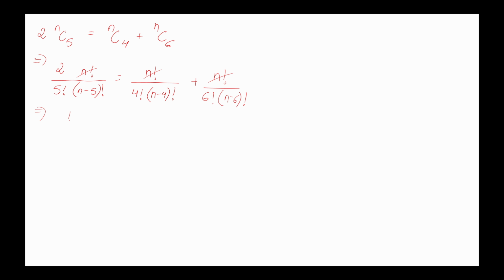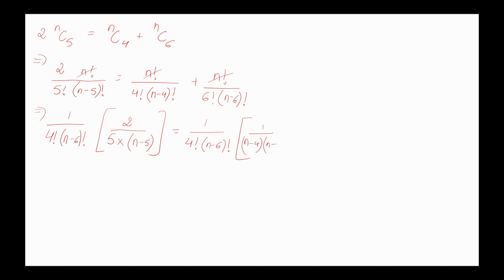So what are we going to be left with? I have taken 4 factorial into (n minus 6) factorial to be common from both these sides. This side I would be left with 2 upon 5 into (n minus 5), because of course n minus 5 is greater than n minus 6. This would be equal to, taking again 4 factorial and (n minus 6) factorial common, 1 upon (n minus 4) into (n minus 5) plus, and here I would be left with 6 into 5.